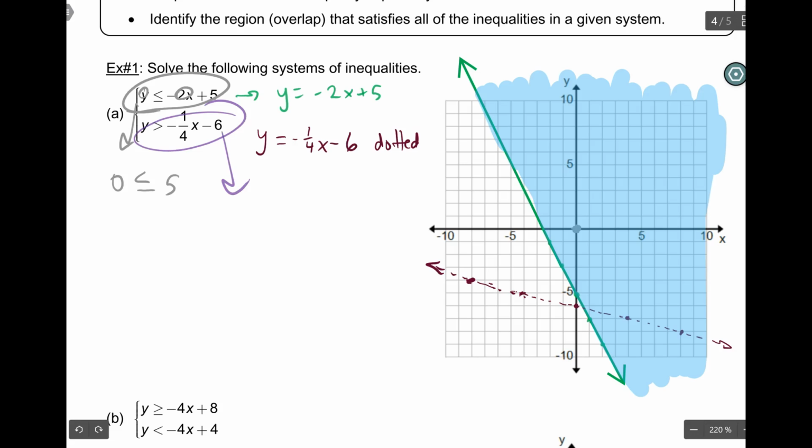So this is the one I'm going to look at. I'll also pick 0 as a point. If I do x equals 0, negative 1/4 times 0 is 0. Is 0 greater than negative 6? Yeah, it is. 0 is greater than negative 6. So I'm going to shade the half that 0 is a part of.